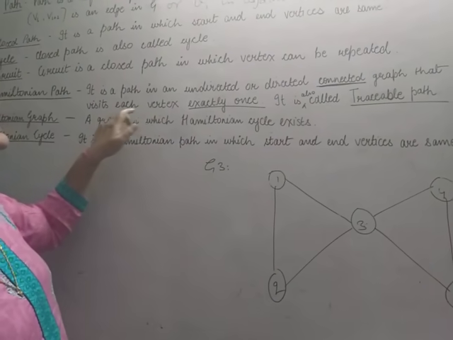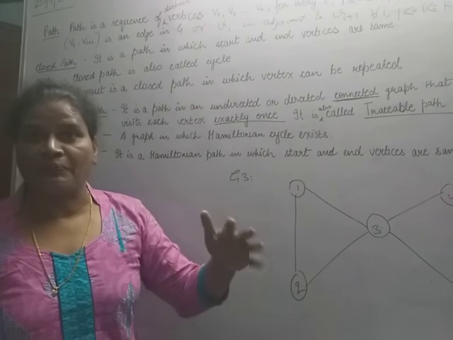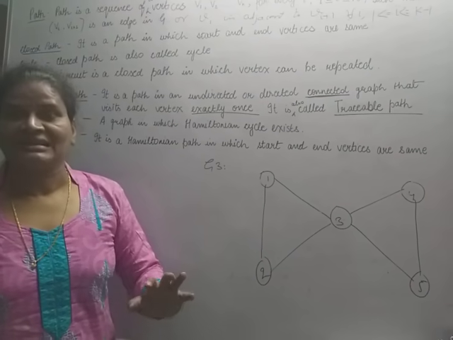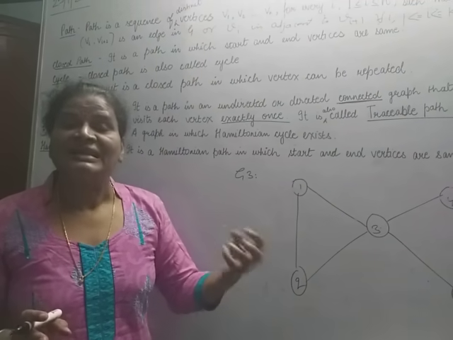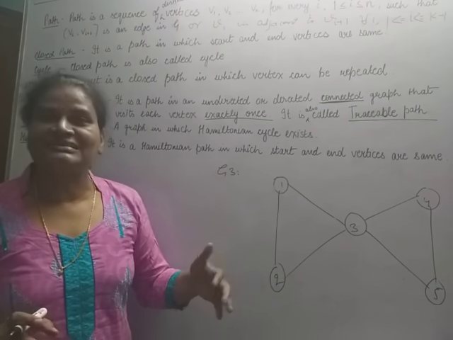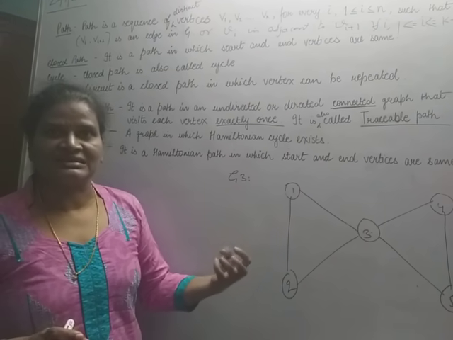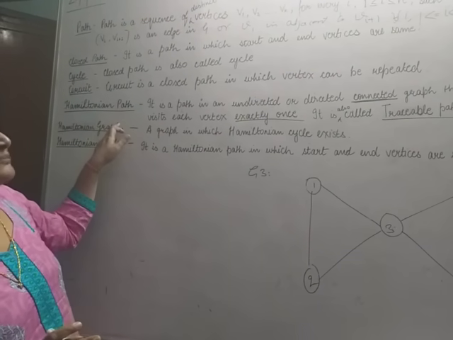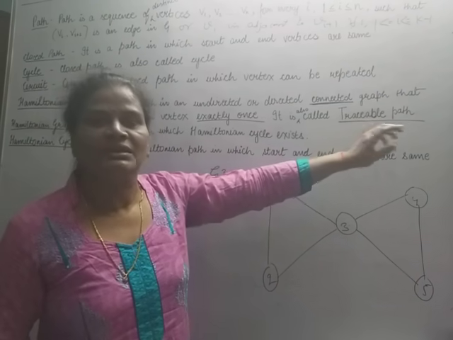That visits each vertex exactly once. Now I am talking about the path that covers all the vertices of the graph. That path is called a Hamiltonian path. As it was introduced by the Hamiltonian scientist, that's why its name is Hamiltonian path. Sometimes a Hamiltonian path is also called a traceable path.